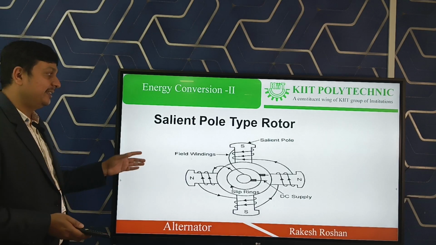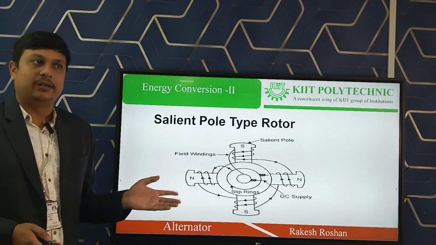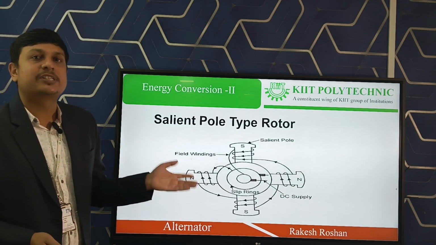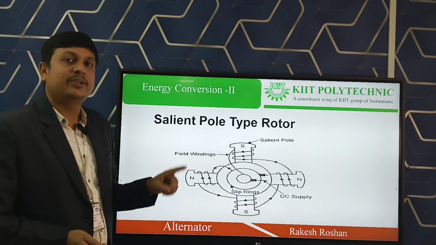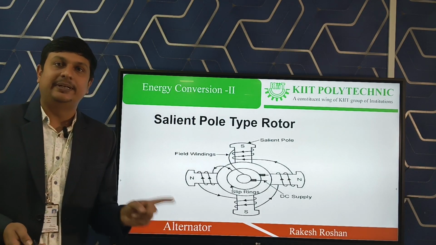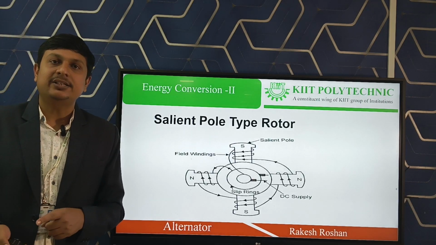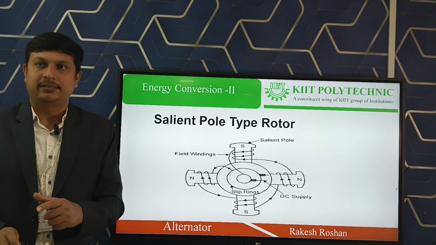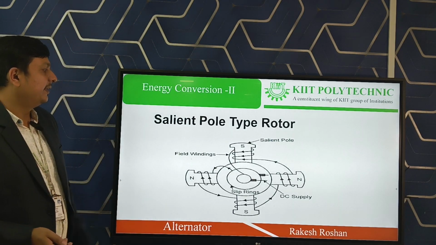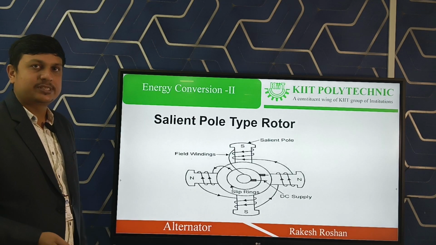Earlier I said this type of machine is used for lower speed operation. As we know, the equation of synchronous speed is N equals 120 f by P. So with more poles, the speed of operation or synchronous speed will be lesser. So the larger diameter permits accommodation of a larger number of poles.